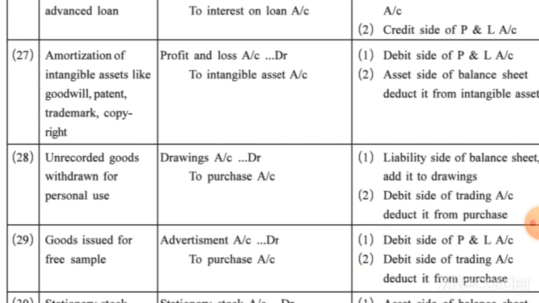Next one, that is goods issued for free sample. Again same entry, that is advertisement account debit and purchase account will be credited over here. First effect, that is advertisement is one kind of expense for the firm, so you will be considering as debit side of P&L account as an expense. And the second effect, you will deduct that much amount from the purchase on the debit side of trading account.